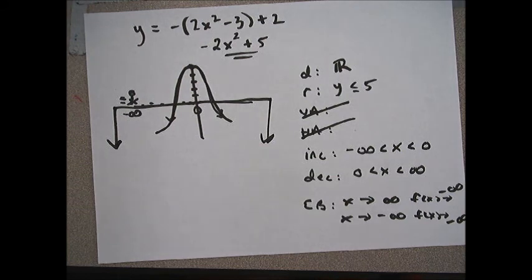Keep going. We distributed the negative, so it was negative 2x squared. Minus minus made that plus 3, and then plus 3 plus 2 is plus 5. And then when you graph that in the calculator, you get roughly that graph right there.